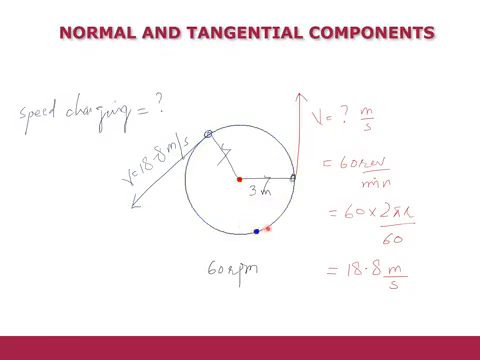So as the particle is moving in a circular path, is its speed changing? The speed is not changing because the particle is moving with constant angular velocity. So the speed is not changing and it will remain 18.88 anywhere on this path, right? Now my question is, is the velocity changing?